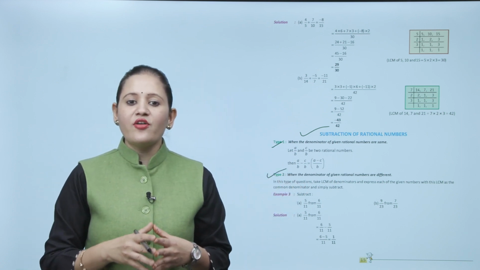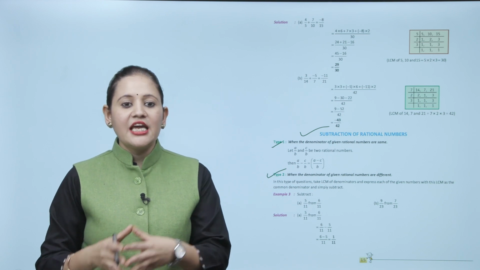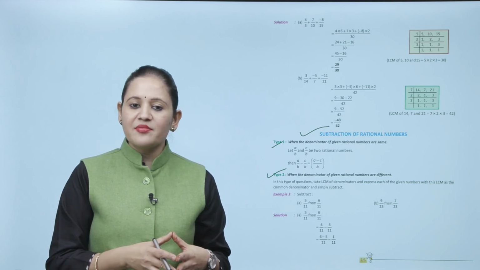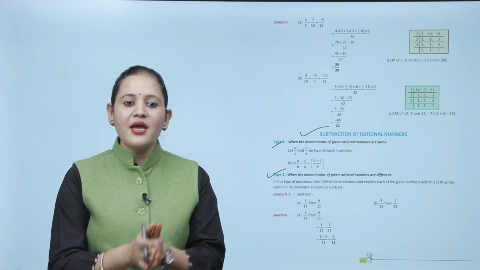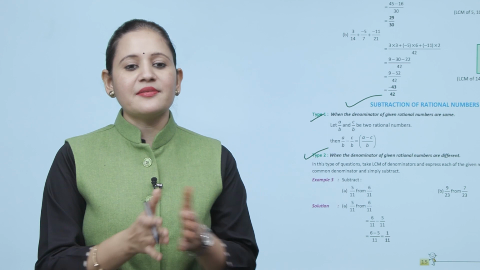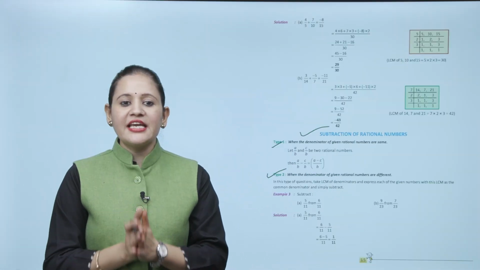Type 2. When the denominators of given rational numbers are different. In this type of question, take the LCM of denominators and express each of the given numbers with the LCM as the common denominator and simply subtract. Now we will take an example.